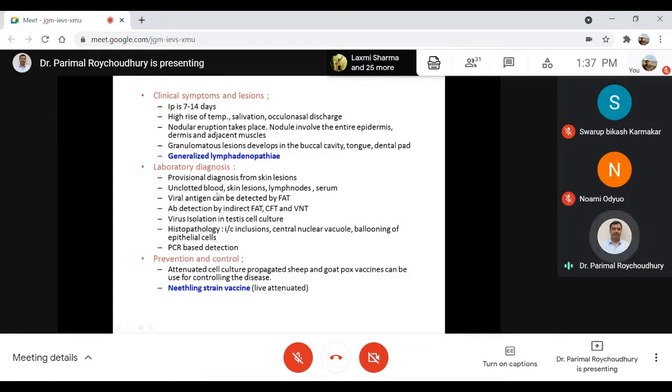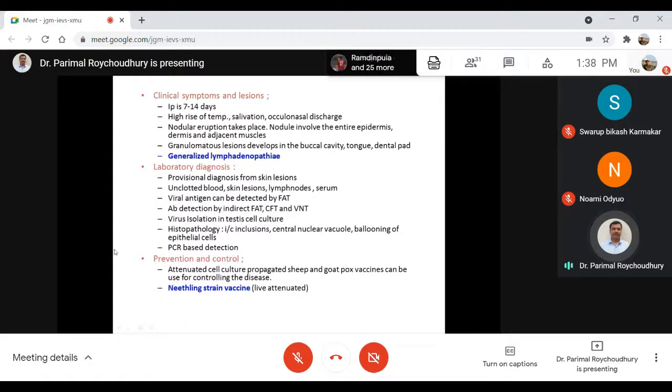The laboratory diagnosis follows the same process: from the clinical signs and symptoms, we can collect samples for confirmatory detection by laboratory tests. We can go for isolation, identification, and PCR-based detection.